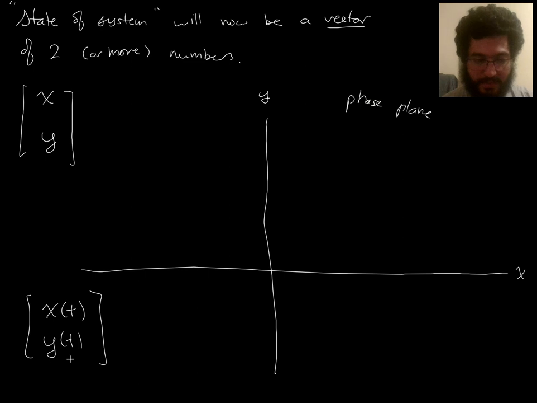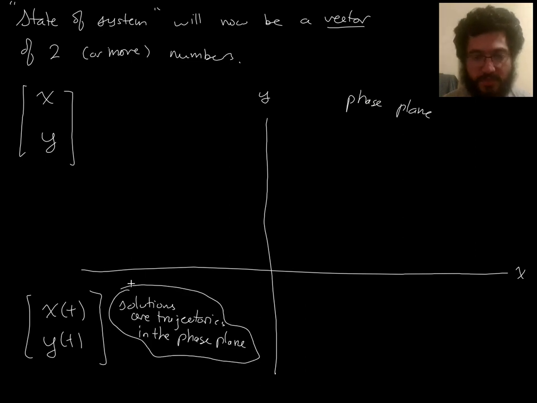So at time 0, you've got x of 0, y of 0, that's a dot somewhere. Then as you play time forward, you see the dot move to another place, to another place, to another place. And if you play time in a continuous fashion, you see the dot moving around. So solutions are going to be trajectories in the phase plane.